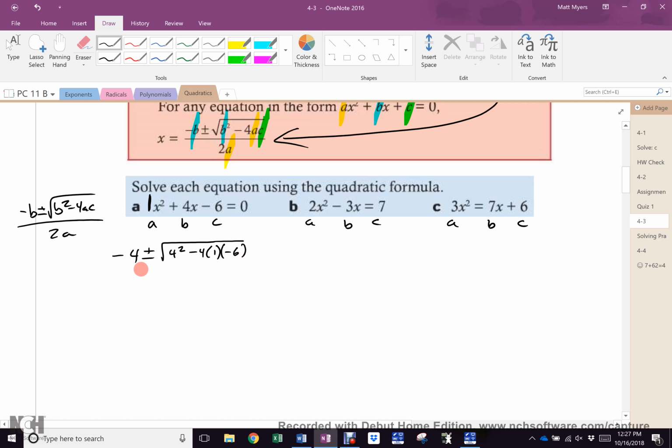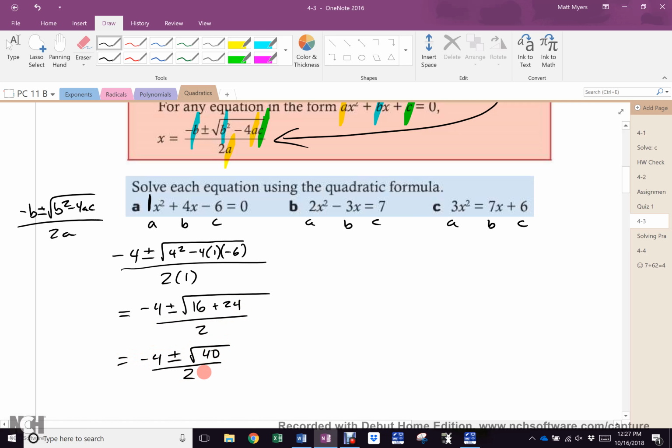Negative 6 over 2 times 1. Then we just sort it out. Negative 4 plus or minus the root of, what is 4 squared? 16. What's negative 4 times negative 6? 24. Plus 24 over 2. Negative 4 plus or minus the root of 40 over 2.